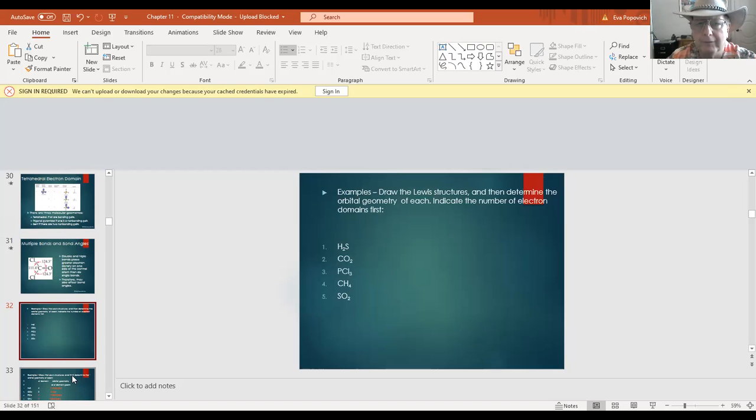Look at your Lewis dot structure. How many things are around the center atom? Two atoms around the S, and then the two on top of the S. You have one lone pair and two bonding sets of electrons. One's a single, one's a double, trigonal planar. Correct.